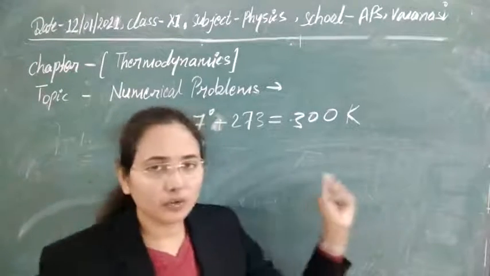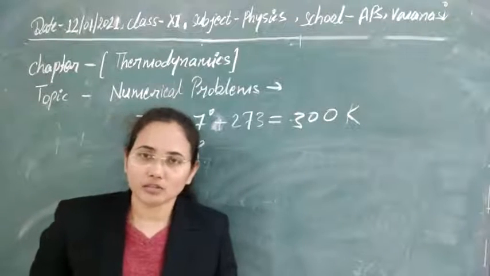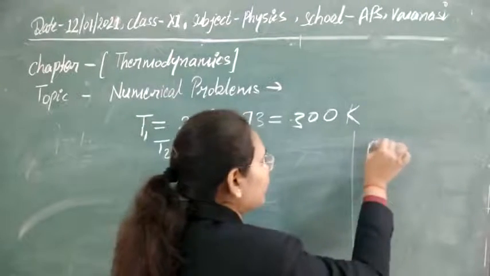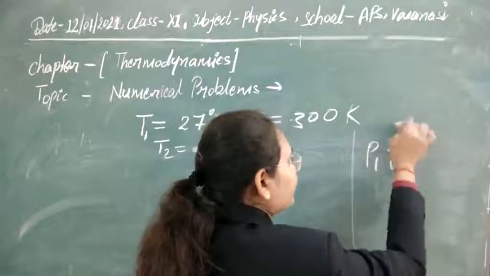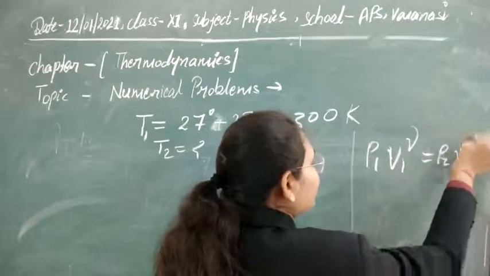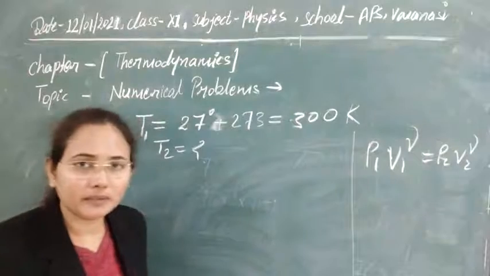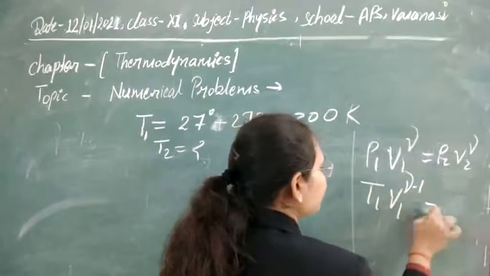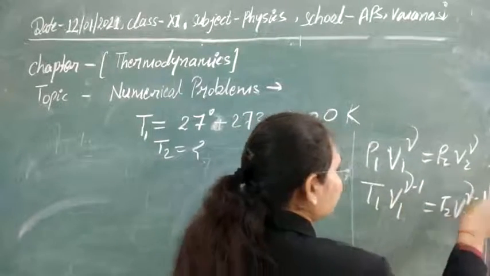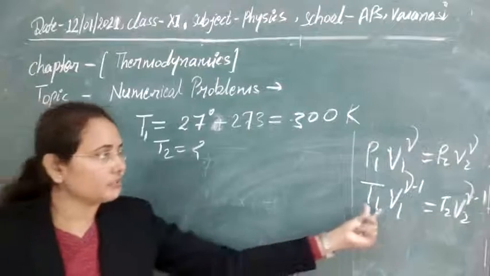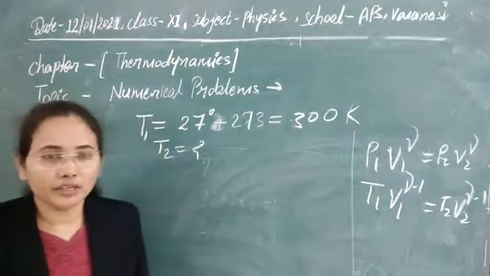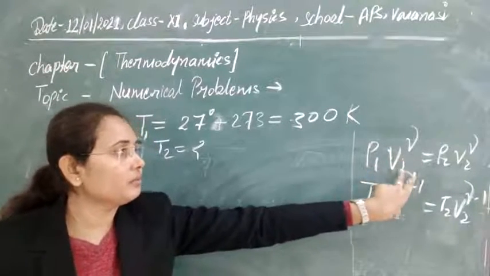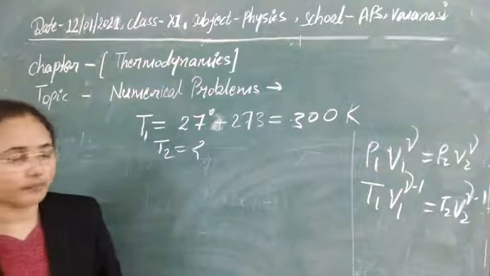So first of all, whenever you are seeing an adiabatic process or isothermal process, just write its equation somewhere. The equation is P1 V1 power gamma equal to P2 V2 power gamma, in terms of pressure and volume. Second is T1 V1 power gamma minus 1 equal to T2 V2 power gamma minus 1, in terms of temperature and volume. Also in terms of pressure and temperature you can write it, just remove V1 from here and you can get that value.